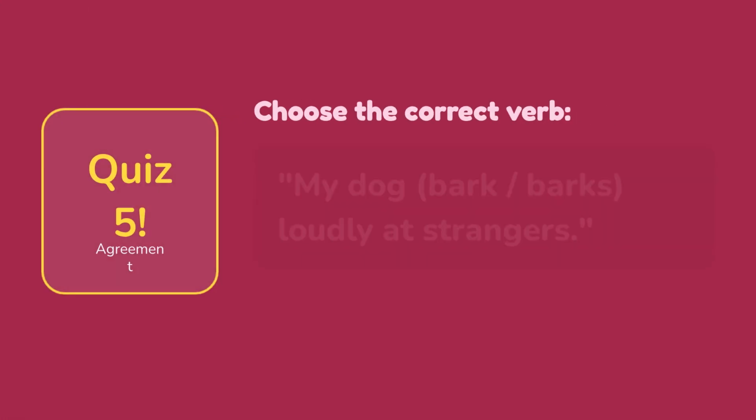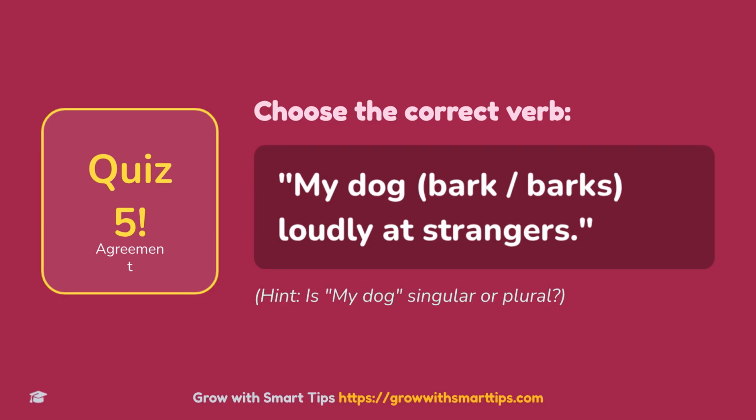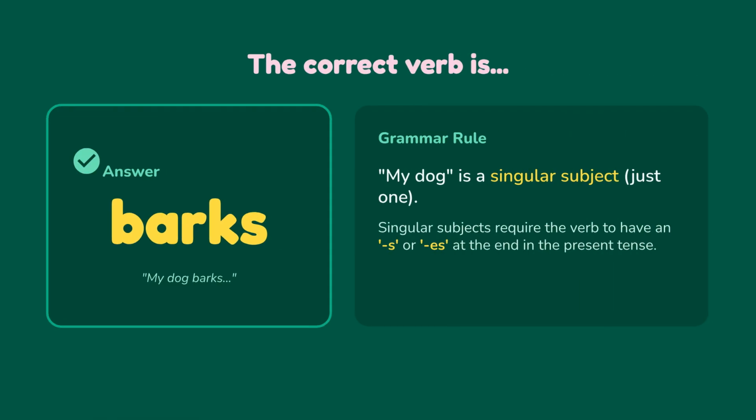Let's test your knowledge. Choose the correct verb. My dog, blank, bark or barks, at the mailman. Hint, is my dog singular or plural? The correct verb is barks. My dog is a singular subject, and singular subjects require the verb to have an s or es at the end in the present tense.